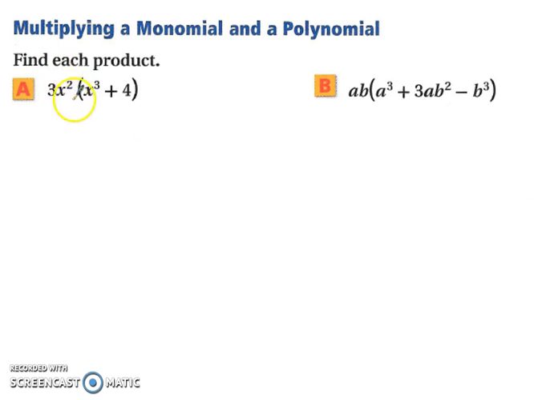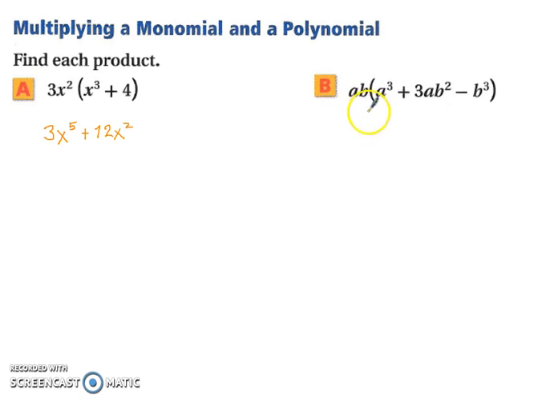So we're going to distribute our 3x squared across, and we're going to use our properties of exponents to determine what our exponents should each be. So we have 3x squared times x to the third, so we're going to have 3x to the fifth, since when you multiply common bases, you add the exponents. And then we have plus 3x squared times 4, which will leave you with 12x squared.